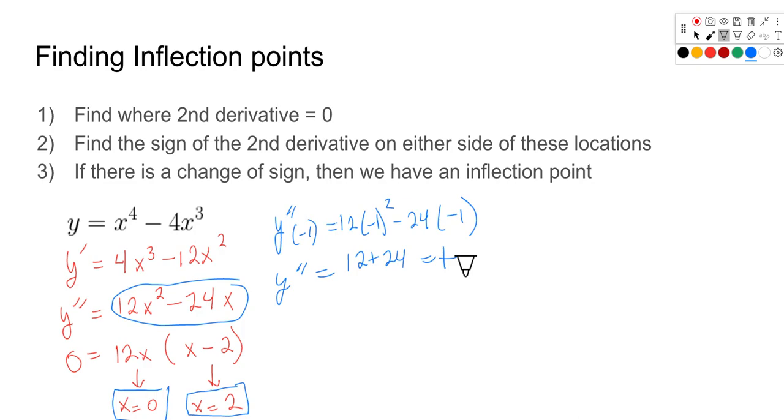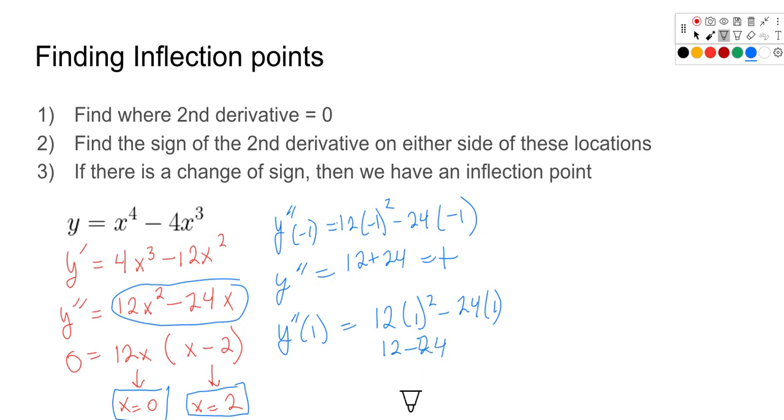So what does it need to be to the right in order for this to be an inflection point? It needs to be negative. It needs to be the opposite sign. So then I look at the second derivative at +1, which is to the right of it, and let's see what happens. I get 12 times 1 squared minus 24 times 1. So this gives me 12 minus 24, which is negative.